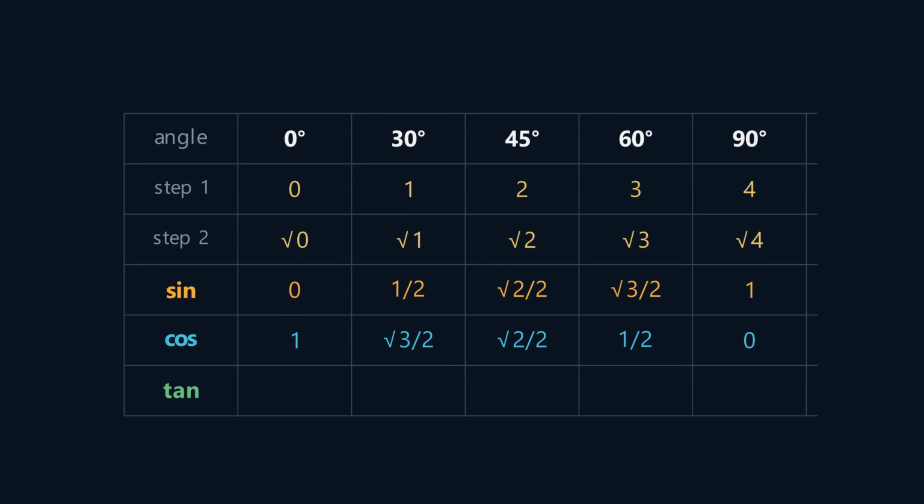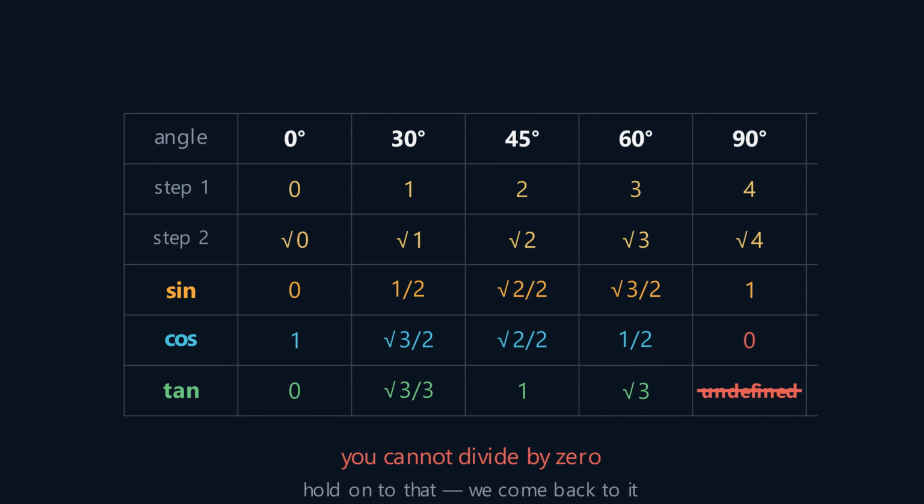The tangent row you can fill in yourself, because tangent is just sine divided by cosine. 0, root 3 over 3, 1, root 3, and then at 90 degrees something breaks. Cosine is 0, and you cannot divide by 0. Tangent of 90 degrees does not exist. Hold on to that. We will come back to it with a vengeance.